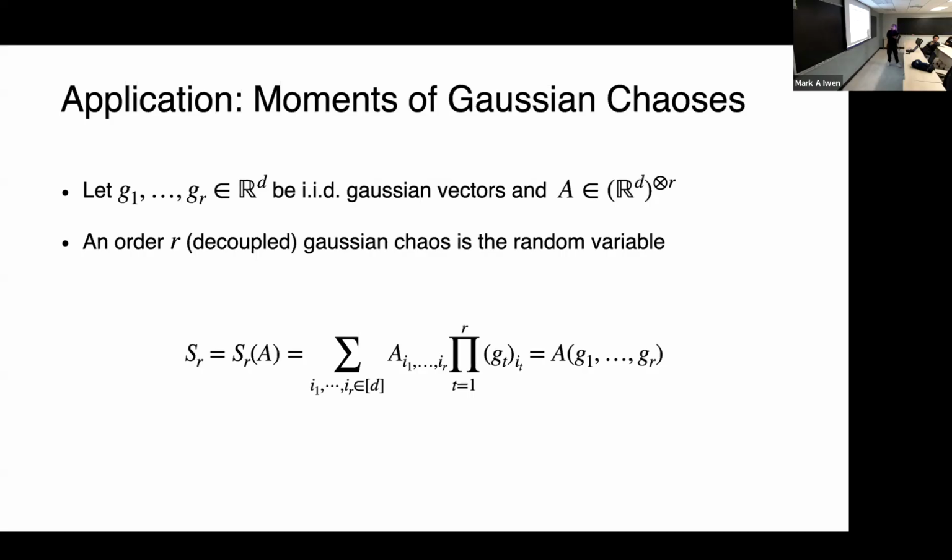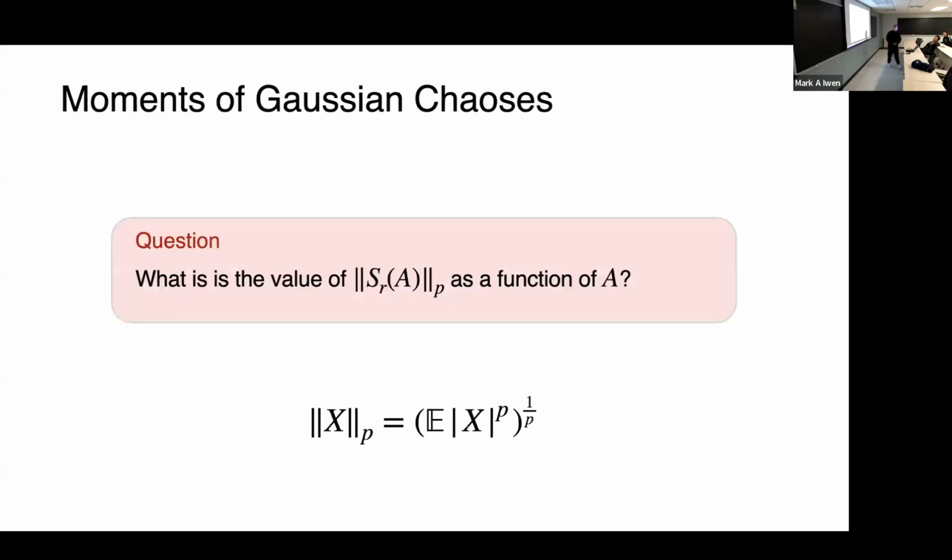Okay, so we'll call it S_R. An interesting and natural question: when R is 1, this is basically a weighted sum of Gaussians. And when R equals 2, this is like taking the bilinear form of a matrix with 2 independent Gaussian vectors. So a natural question is, in general, for general R, what is the value of the pth moment as a function of A? Where the pth moment, you recall, is defined as the pth root of this expectation.